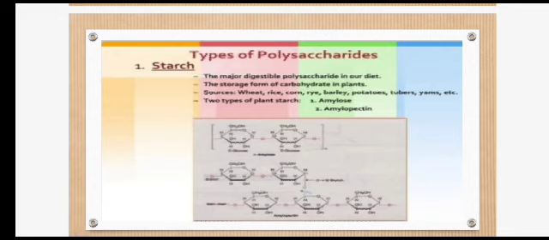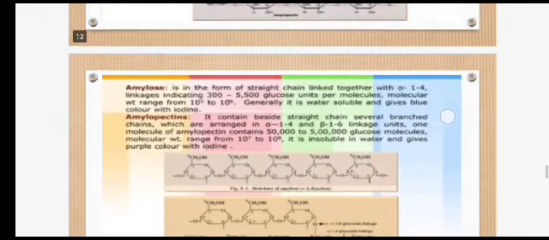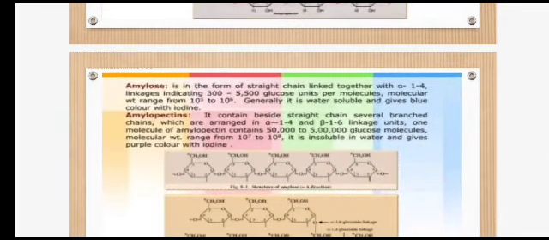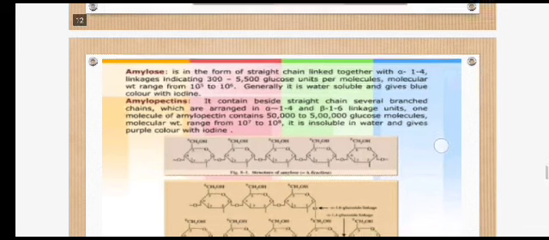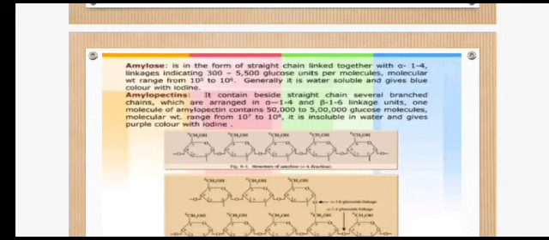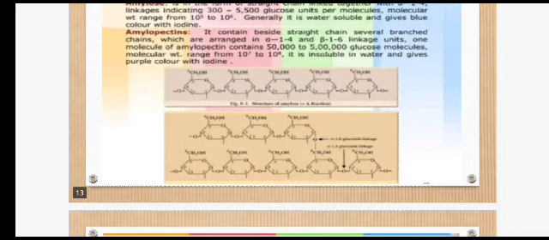Types of polysaccharide: starch. It is the major digestible polysaccharide in our diet. It is the storage form of carbohydrate in plants; sources are wheat, rice, corn, rye, barley, potato, tuber, yam, etc. There are two types of plant starch, amylose and amylopectin. Amylose is a straight chain linkage, while amylopectin contains a straight chain but with several branch chains, having alpha 1-4 and alpha 1-6 linkages.